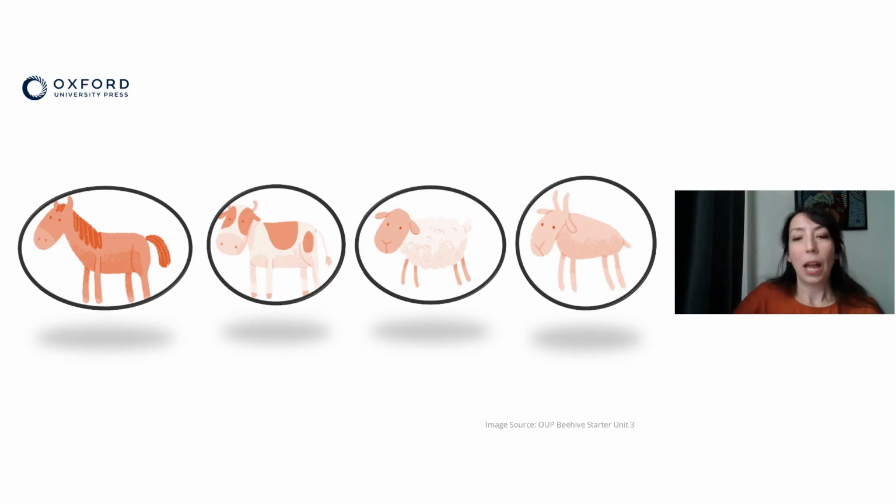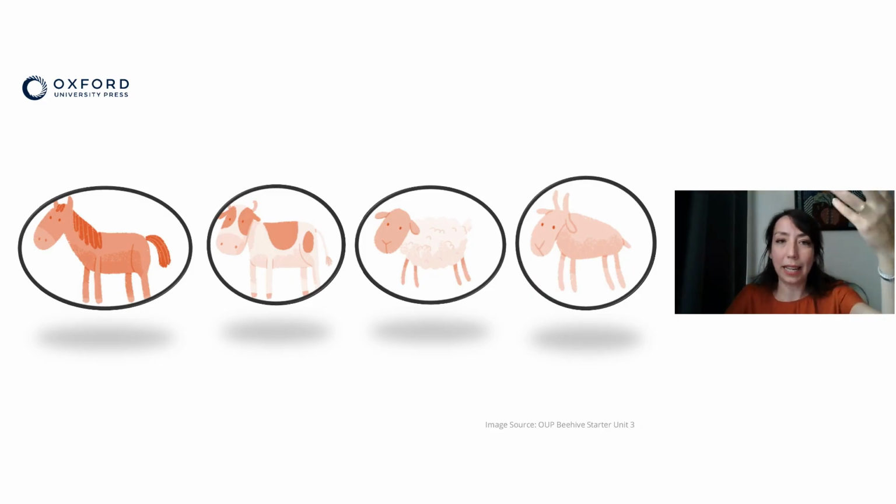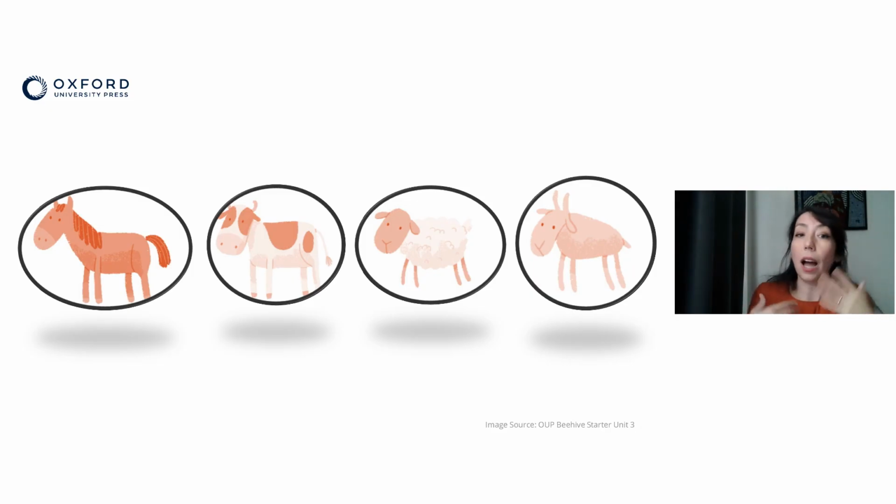So here, I know you know all these words in English, but let's say we are in the classroom and I have my students with me and I introduce this vocabulary. So I ask the students to repeat after me. I say a horse, they say a horse. I say a cow, pointing to the cow, and they say a cow. I say a sheep, they say a sheep, and then I say a goat, and they say a goat.